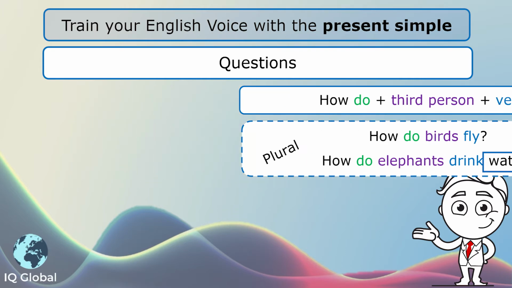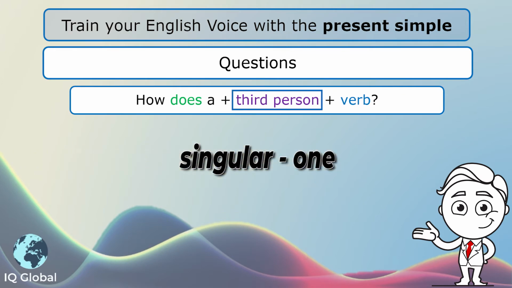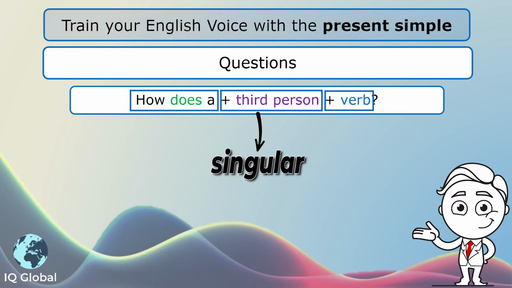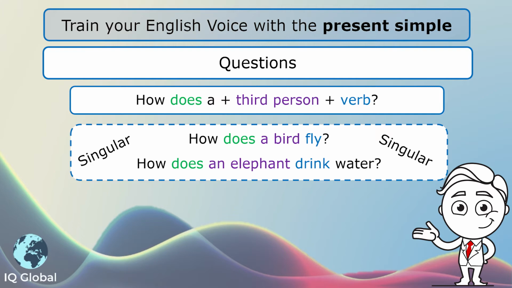Let's have a look at the sentence rule if the third person is singular, meaning one. We say, how does a, because a is one, third person, singular, plus the verb. So sentence 1 in the singular, how does a bird fly? Bird is singular, so how does a bird, third person, followed by the verb, fly.